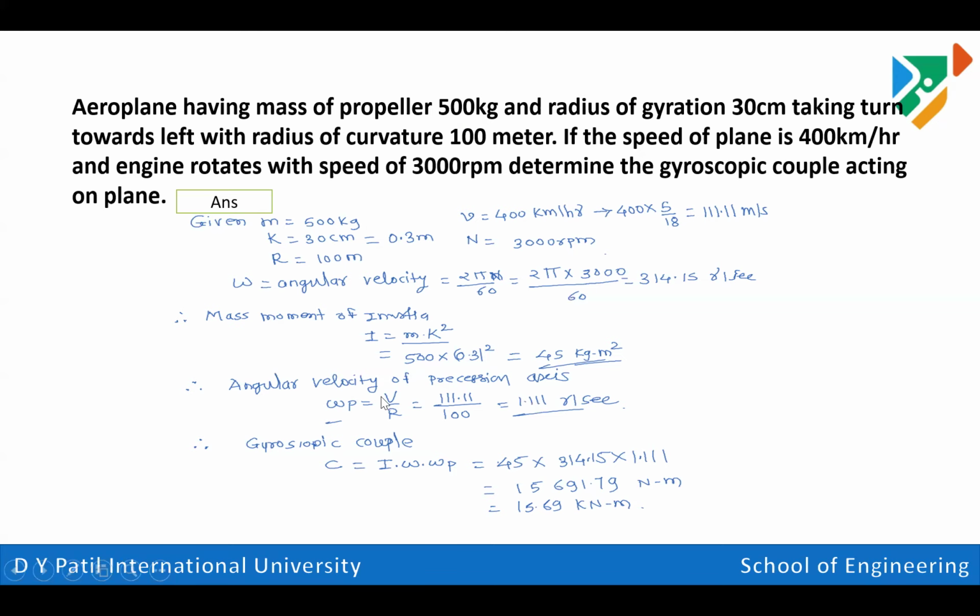Angular velocity of precession we can determine: omega p equals v by r, 111.1 upon 100. So that value is 1.11 radian per second. Gyroscopic couple acting on the plane will be I omega omega p. So we have I, the mass moment of inertia, 45, omega, angular velocity, 314.15, and omega p 1.11 radian per second. By putting all these values of I omega omega p, we have the gyroscopic couple 15,069.1 691.79 Newton meter. So that value will be 15.69 kilonewton meter. So in this way, we can determine gyroscopic couple for this case.